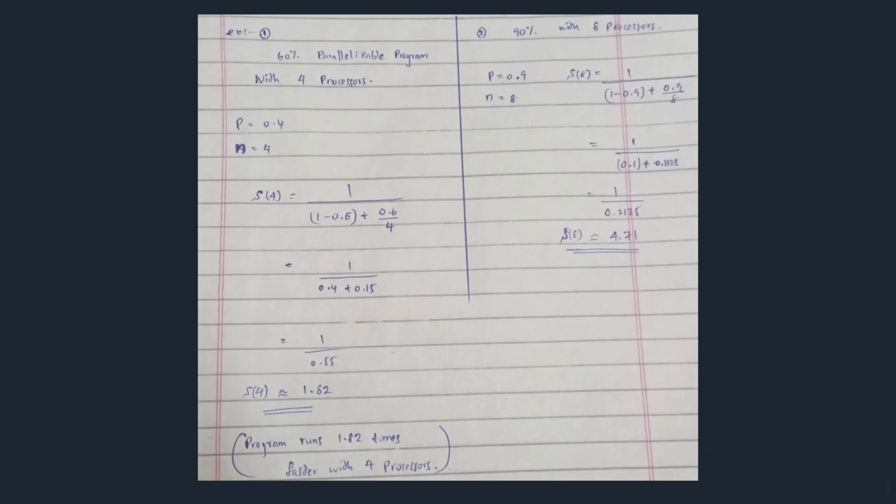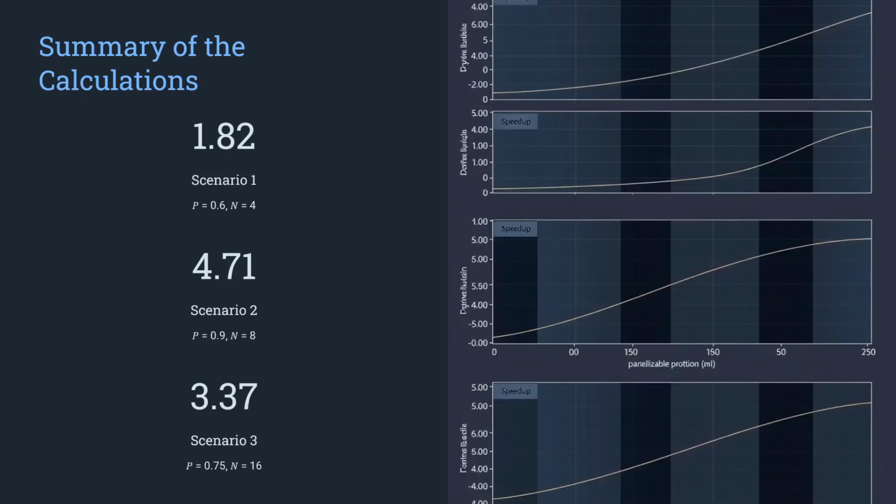And the second example: if there is 90% parallelizable with 8 processors, then p is 0.9 and n is 8. Now we put the values into the equation and get 4.71. Then I have summarized the calculations like this, so you can see them easily.